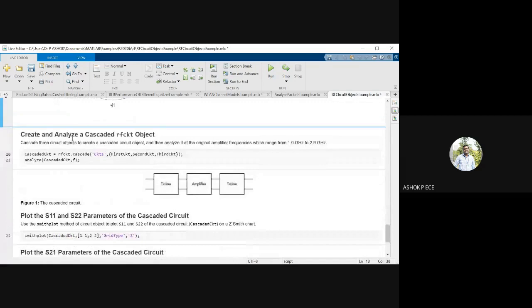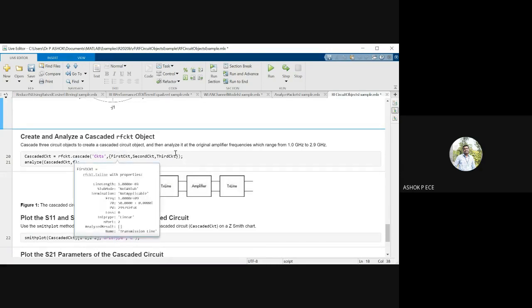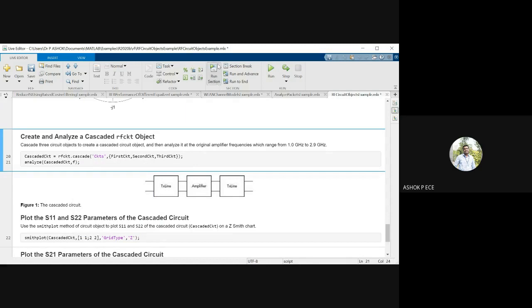So now I'm going to cascade, right? I'm going to cascade everything and design the circuit. Okay, so the first circuit is a transmission line, the second circuit is an amplifier, and the third circuit is also going to be a transmission line. So I'm writing the cascade of circuits, first mentioning the order: first, second, and third. And I'm analyzing the cascaded circuit for the given frequency.